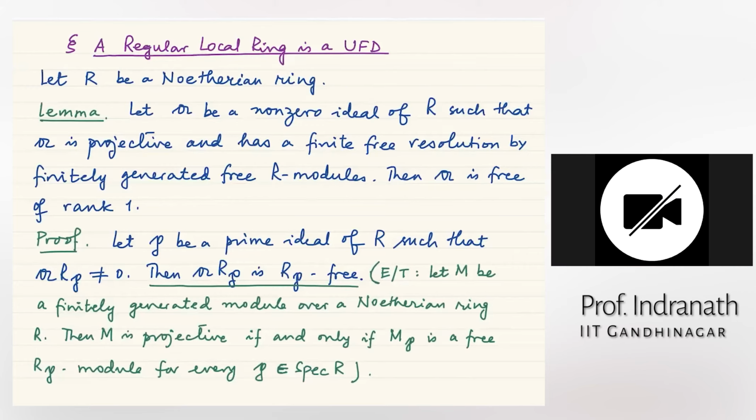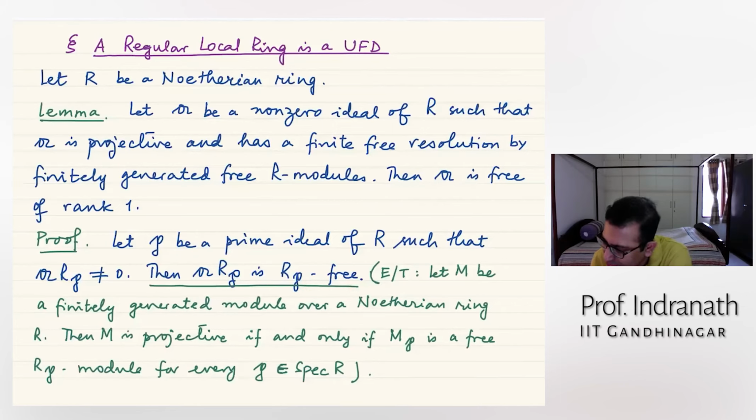P from V of A, if I take, then this will be non-zero. So you have a non-zero ideal here. So you can actually choose a prime ideal P such that this is non-zero. Then this is R_P free. Well, you need to do this.